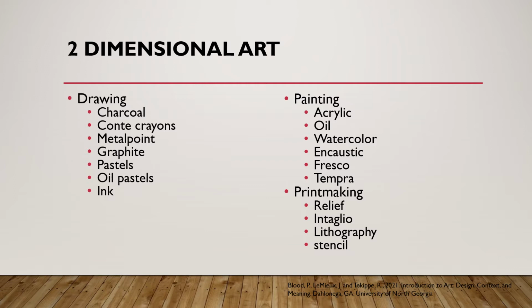Monochromatic, mono means one, chroma means color. So monochromatic color scheme is a one color scheme. Monochromatic mediums can be charcoal, Conté crayon, metal point, or graphite. But then we have the multiple colors: crayon, color pencils, ink, pastels.